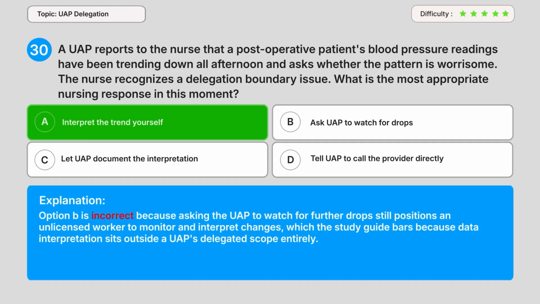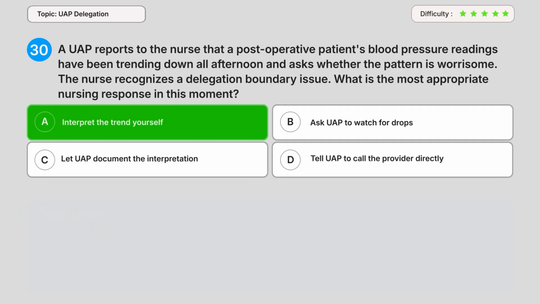Option B is incorrect because asking the UAP to watch for further drops still positions an unlicensed worker to monitor and interpret changes, which the study guide bars because data interpretation sits outside a UAP's delegated scope entirely.